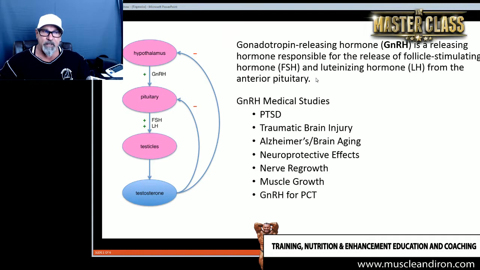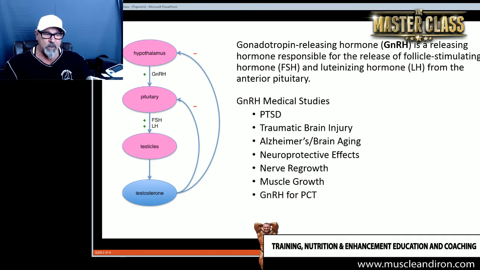Okay. This particular video, we are going to be talking about just one sliver of that discussion, which is specifically about GnRH as part of post-cycle therapy practice. And very specifically, we're going to be talking about the analog Triptorelin.